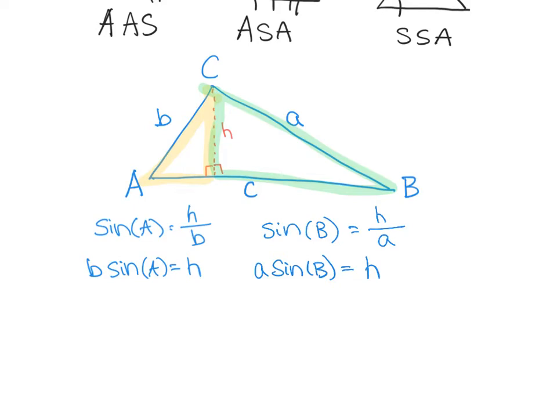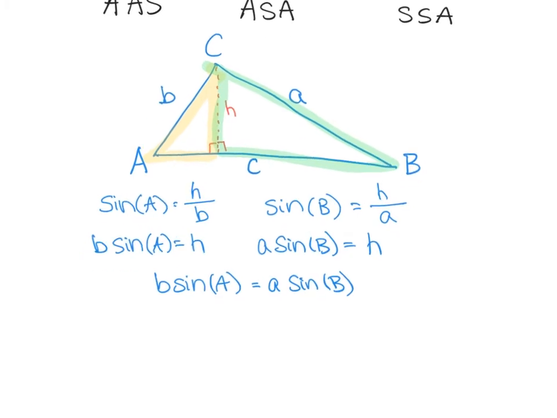And I can say, hey, since both of these are equal to h, I'm just going to set them equal to each other. So we're going to say that b sine of A is equal to a sine of B. Now I look at that and I go, that's kind of messy. What if all of the same letters were on the same side? I feel like that would make life so much easier, and I agree. So that's exactly what we're going to do.